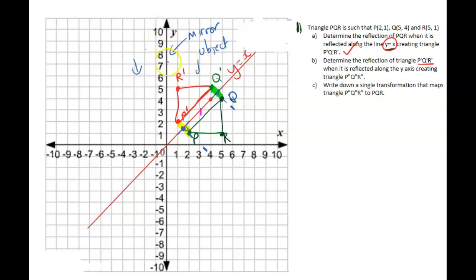Now this mirror line here already has these lines across it that make 90 degrees. So in this particular case, I do not need to use a protractor. I could just simply draw a straight line from here to here, measure this is 1 unit, and I'll measure 1 unit on this side, and here will now be R double dash. Same here, and same here.